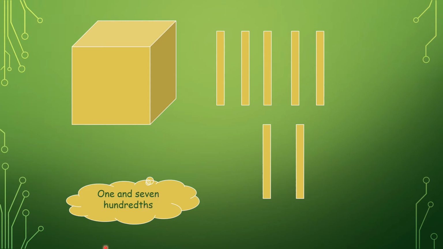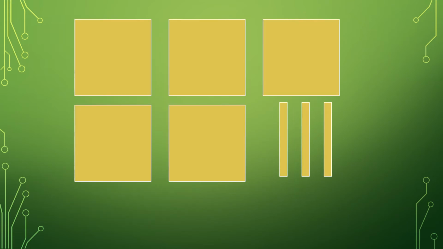Now this is one way of writing a decimal. If you want to write it in another way, you can always say that the answer is 1.07. 1 and 7/100ths. You know that a decimal can be represented in many ways. Now let's see the next one.